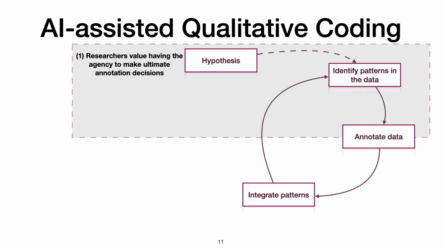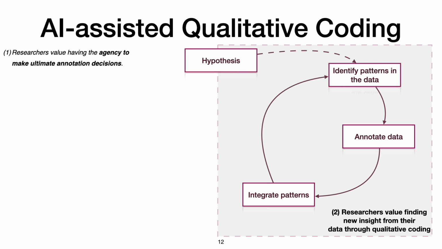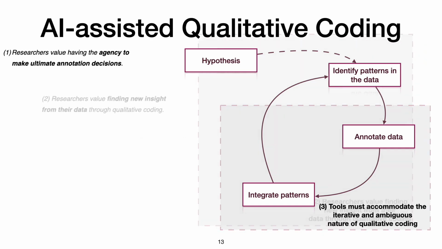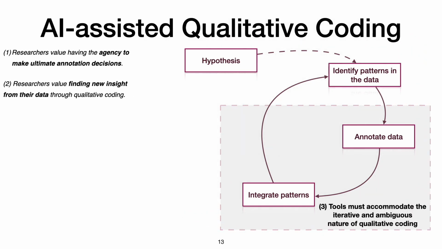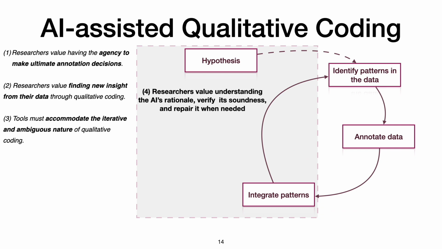Firstly, researchers value having the agency to make the ultimate annotation decision. This involves coming up with labels and being able to accept and reject model suggestions with full autonomy. Researchers also value finding new insight and comprehension of their data through the process of qualitative coding. Because qualitative coding is an iterative and ambiguous process, researchers required accommodation to this nature. The major concern amongst our participants was the fear of missing important data and insight because of the model's input. And lastly, researchers valued having the means to understand the AI's rationale, to verify its soundness and repair it whenever needed.